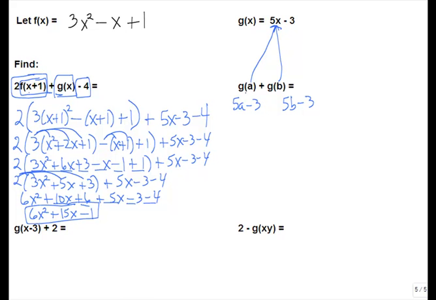And what do I want to do with these two answers? I want to add them together. So here's g of a plus g of b. Now to clean it up, 5a and 5b are not like terms, so they're just going to stay the same, 5a plus 5b. But a minus 3 and a minus 3 combine to a minus 6. So here's our final answer.